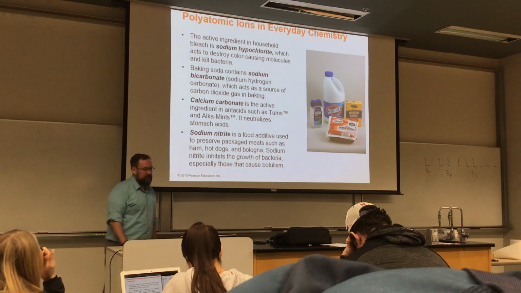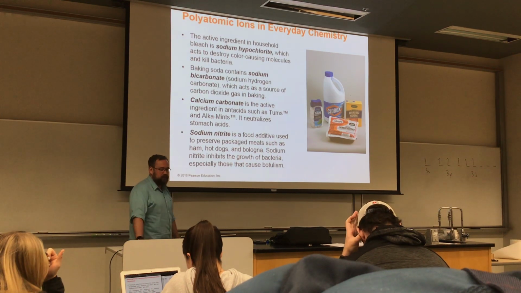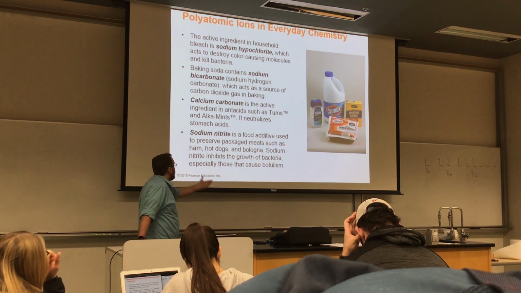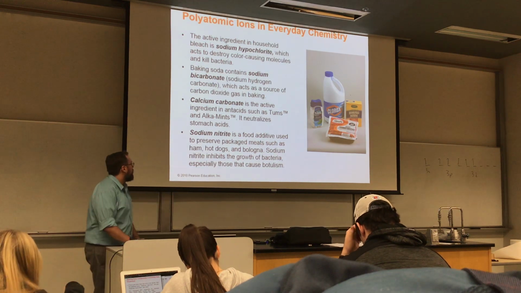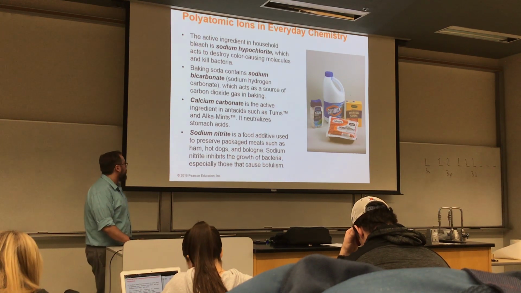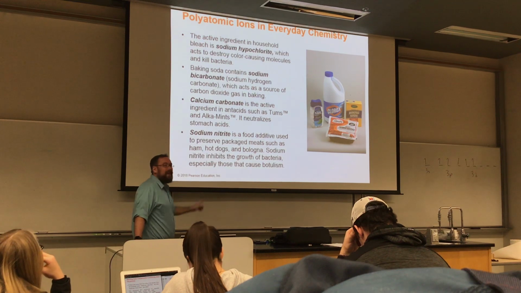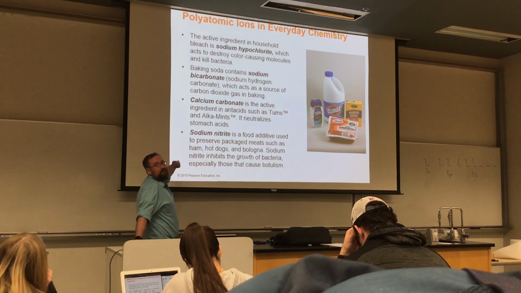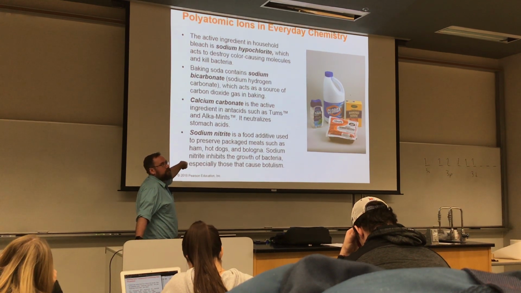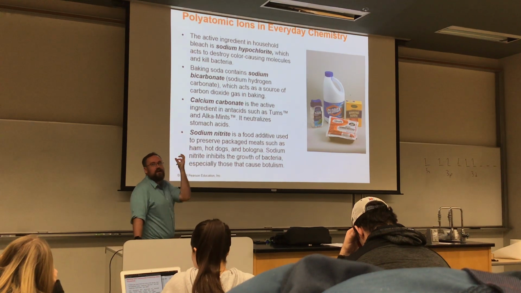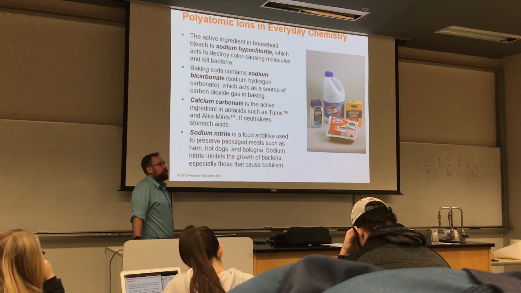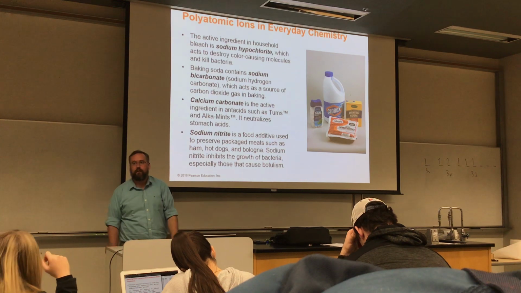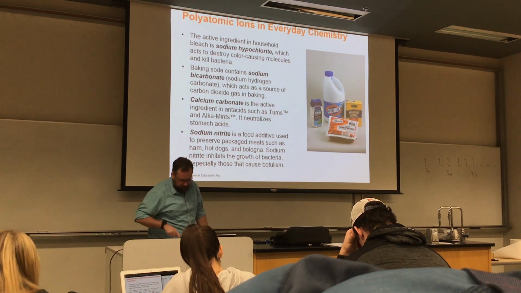Sodium nitrite is a food additive used to preserve packaged meats such as ham, hot dogs, and bologna. It inhibits the growth of bacteria. It also binds to the heme molecules inside of red blood cells, making the meat appear redder, which is tastier to us.